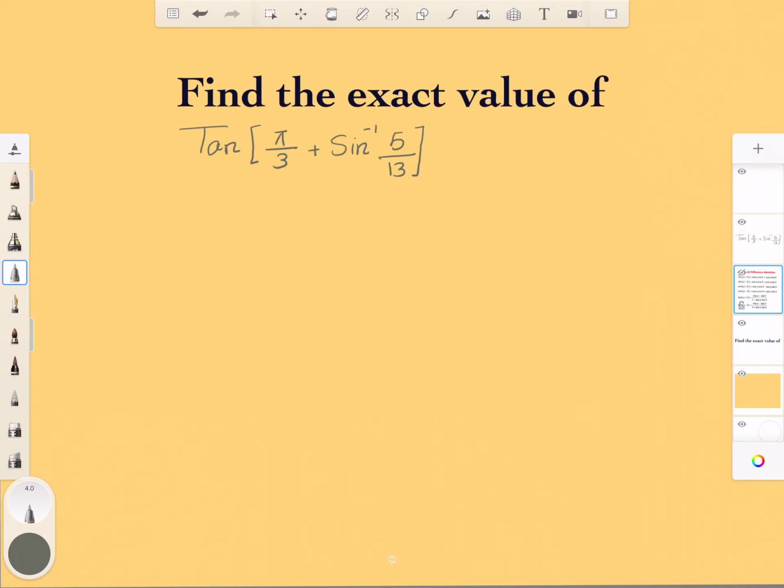In this video, I'm going to find the exact value of tangent of pi over 3 plus sine inverse of 5 over 13. By looking at the question, by looking at this plus here and tangent, we are dealing with the sum and difference formula for tangent.